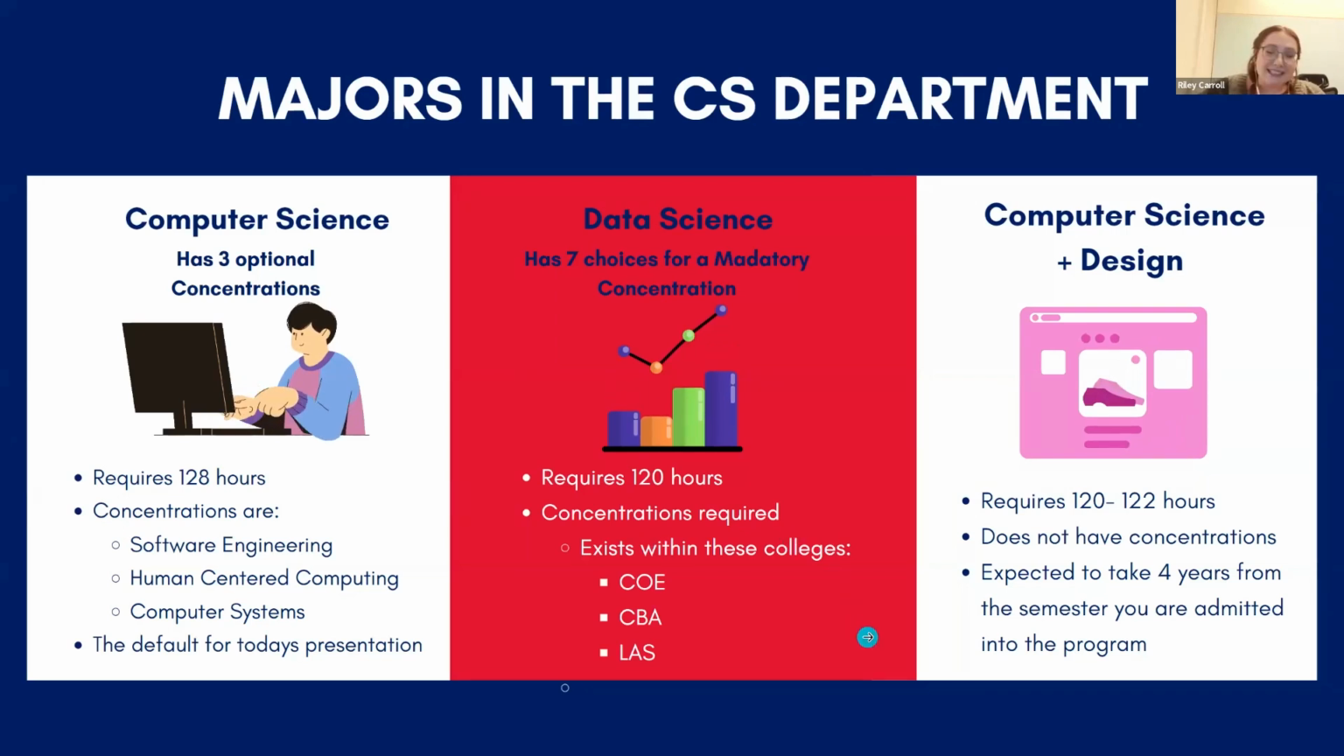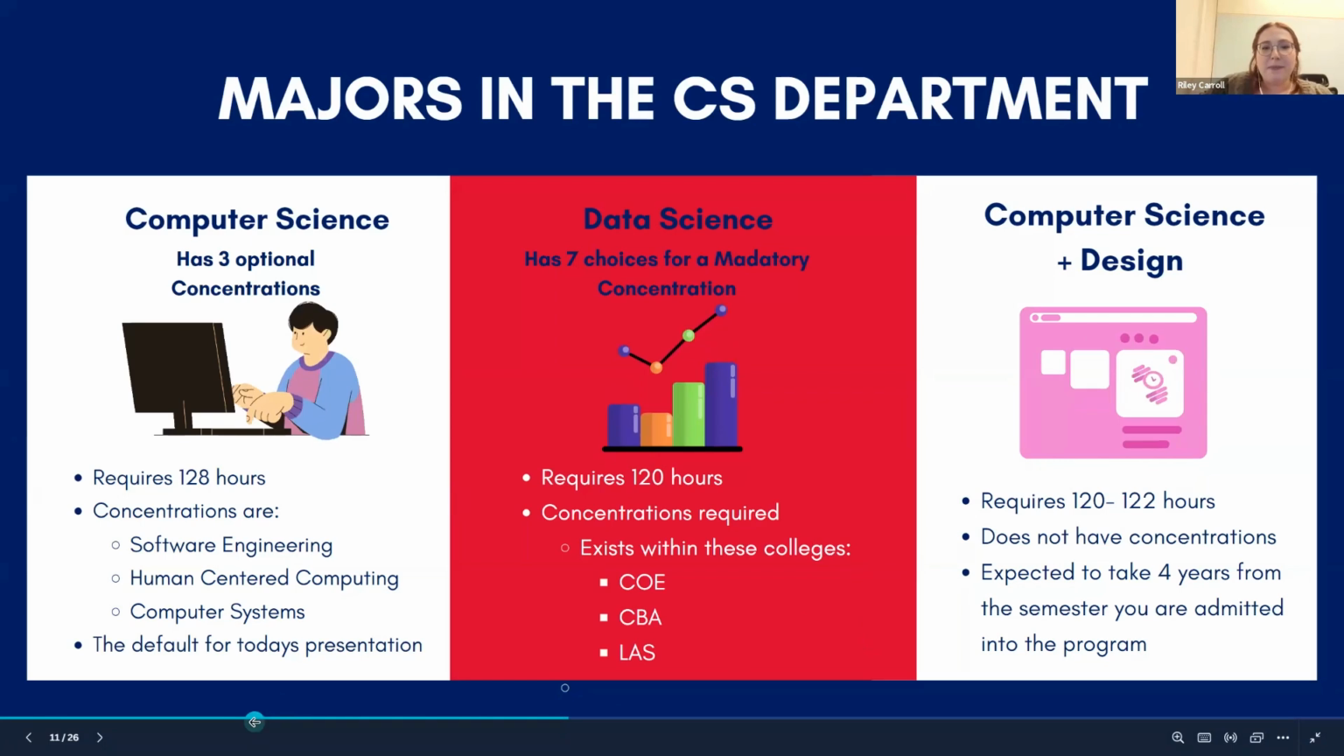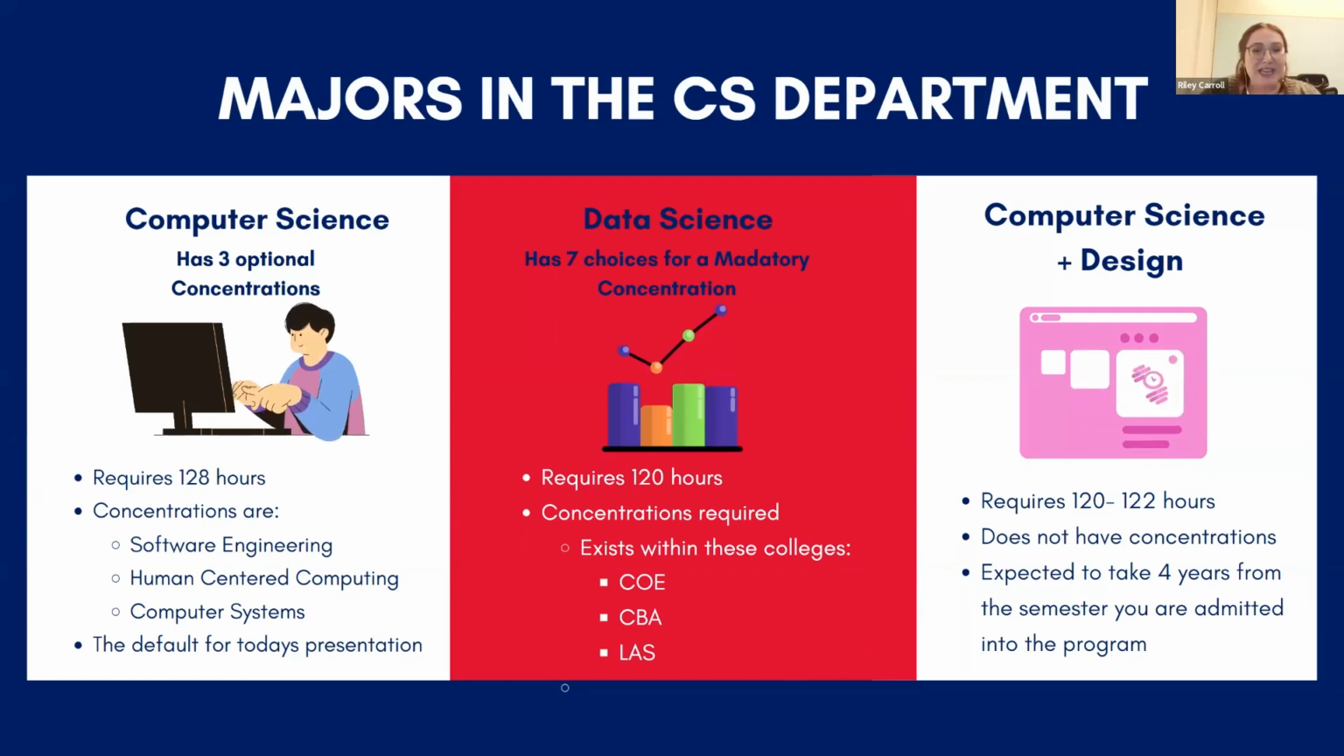Our next major is data science. Data science requires 120 degree hours and has 7 concentrations to choose from that are mandatory. They exist within multiple colleges within COE, the College of Business Administration, and the College of Liberal Arts and Sciences. Next is the computer science plus design major. This also requires between 120 and 122 hours, depending on the elective choices made. This major does not have any concentrations and is expected to take 4 years from the term that you began the program, which would be a fall semester as it's a fall only program.